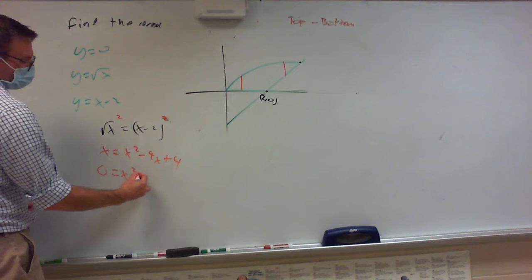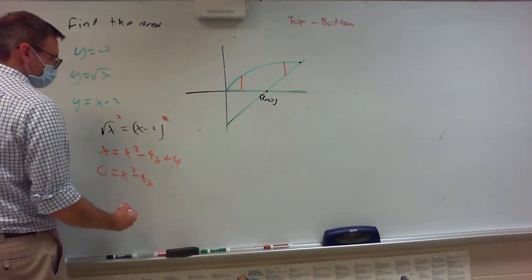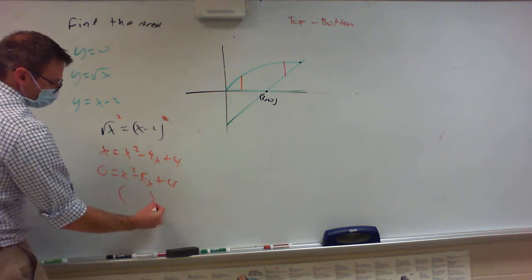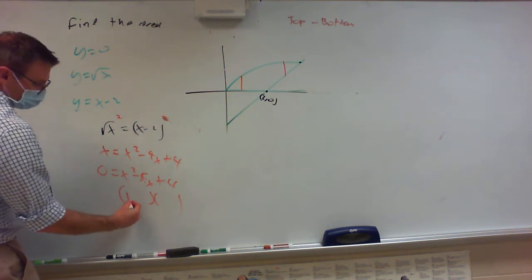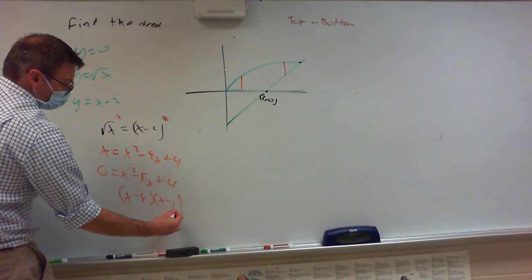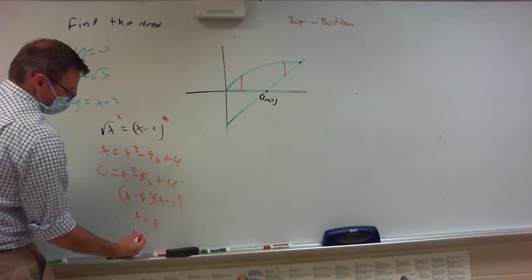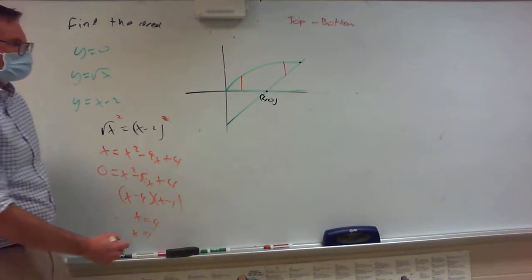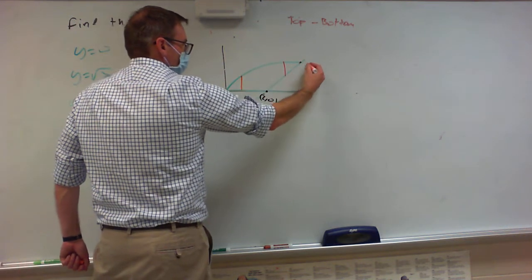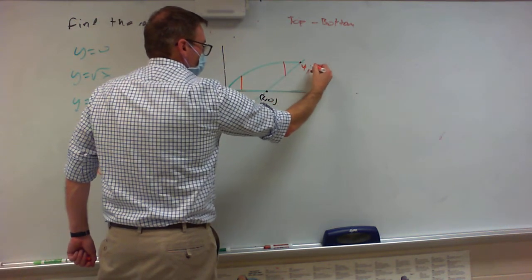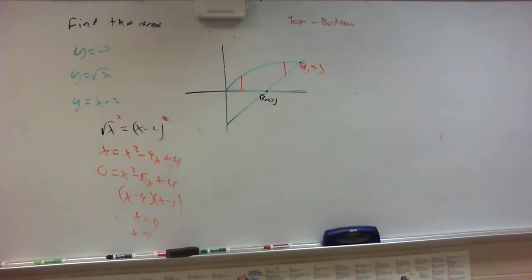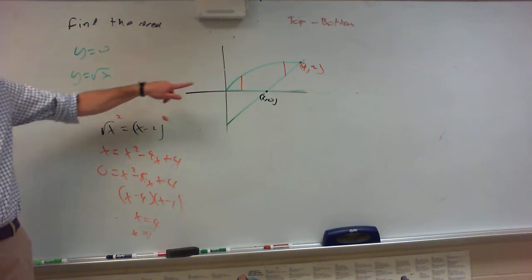So 0 is equal to x squared minus 5x plus 4. Factoring, it's going to give me x minus 4, x minus 1. I get x is equal to 4 and x is equal to 1. X equals 1 doesn't make a whole lot of sense, but x equals 4 seems reasonable. And so this is going to be the point 4, 2, because if you plug 4 in, 4 minus 2 gives you 2.